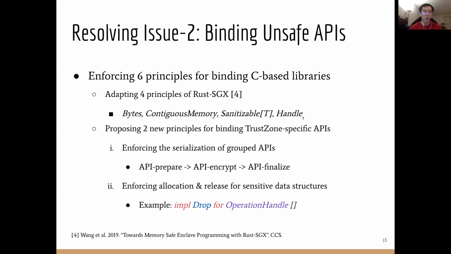Another specific principle is that normally a trusted OS requires the TA to manually allocate and free the used data, but these steps are often forgotten by developers. As an enhancement, we enforce all these allocation and free steps with Rust built-in features, so they get executed by default, and here is an example of our principle.